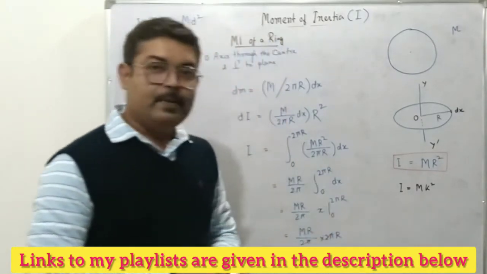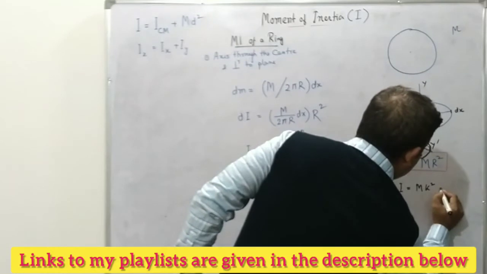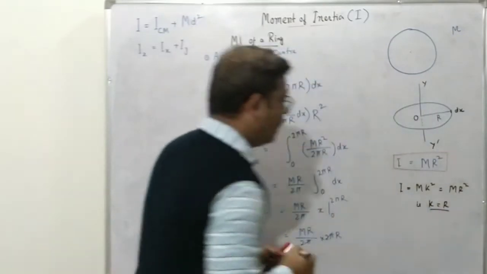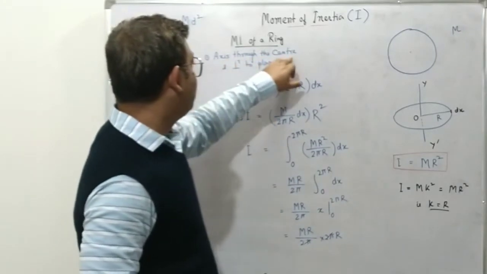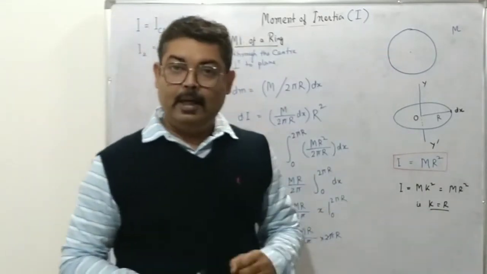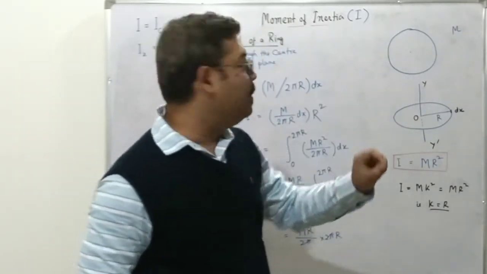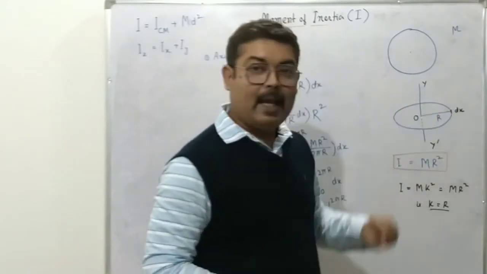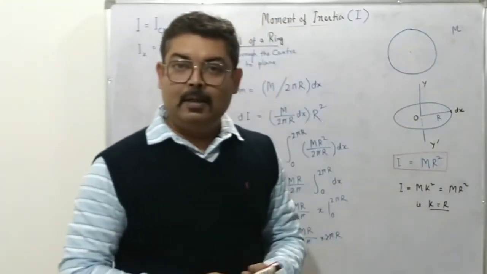Now if I have this, then what we can say is that mk square is equal to mr square, that is to say k equals r. So the radius of gyration for a ring about an axis through the center and perpendicular to the plane is equal to the radius of the ring itself, which means if we take the entire mass m of the ring and place it at a distance of r, then this mass m, its moment of inertia about the axis will be the same as the entire ring about the given axis.